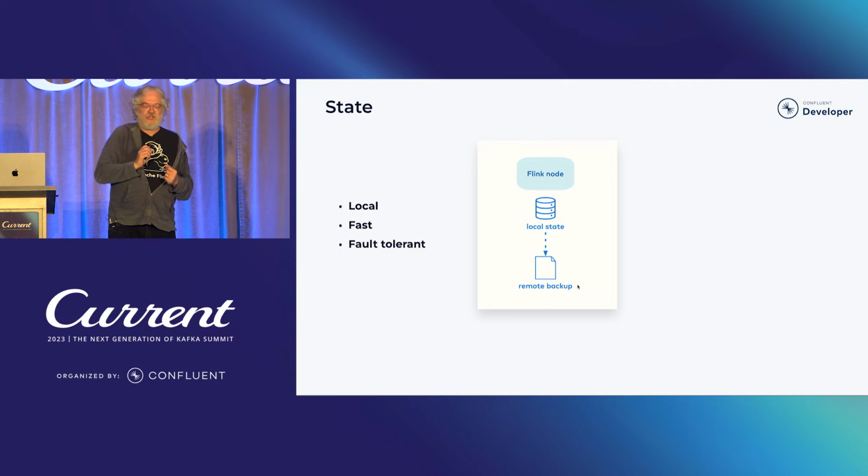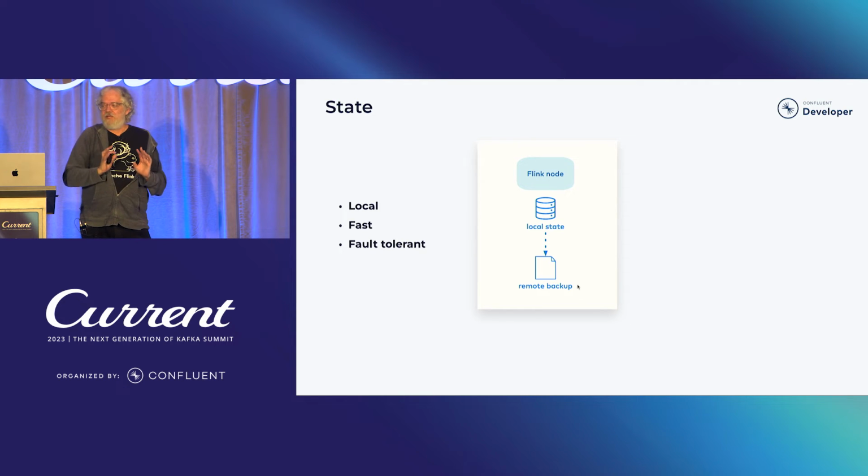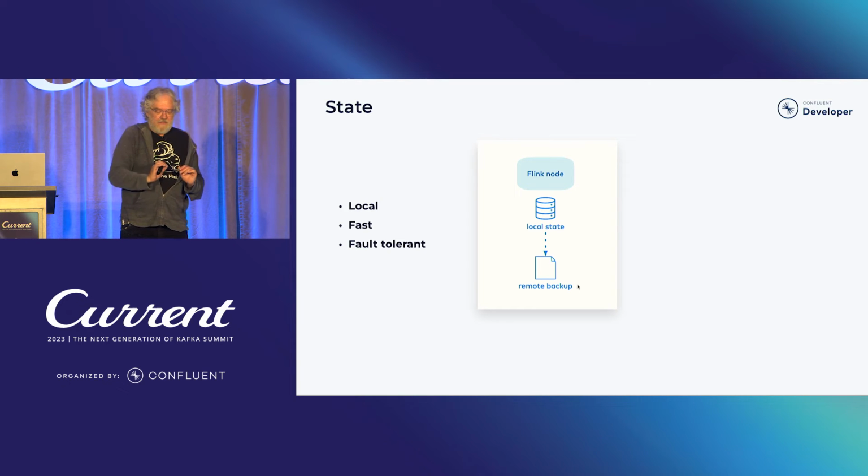Now, where does that state actually live? In Flink, the state is always local. It's either in memory on the heap of the Java virtual machine, or Flink can also use RocksDB, which is a local embedded key value store that keeps an in-memory cache, but the ground truth of the state is living on disk, but the local disk. So this scales extremely well because there's no cross-node communication.